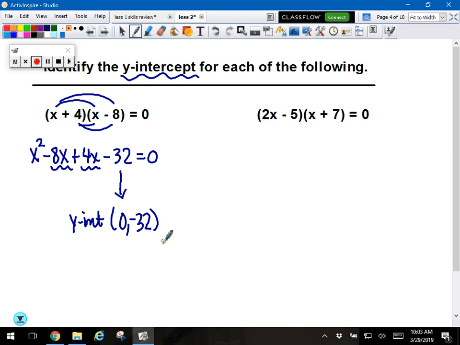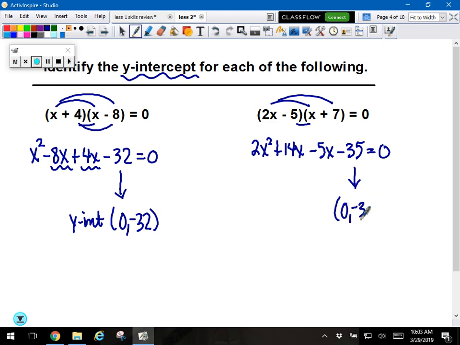Next problem in the set is exactly the same. We've got to do FOIL, i.e. distributive property, to find the y-intercept when in factored form. So I'm going to distribute the 2x, and that's going to give me a 2x squared plus 14x. I'm going to distribute the 5, which is going to be the minus 5x minus 35. Y-intercept is the ordered pair 0, negative 35.